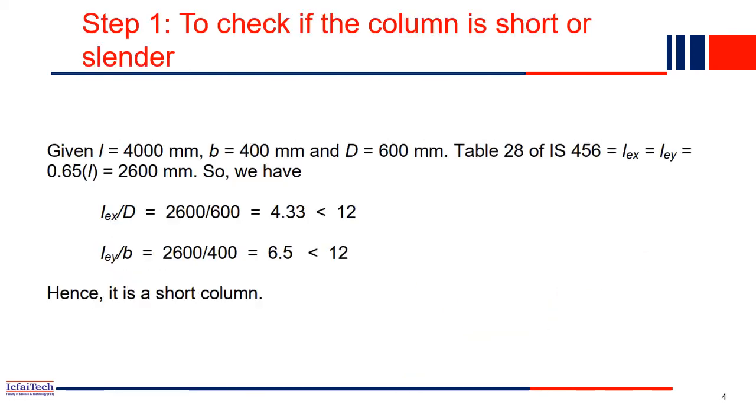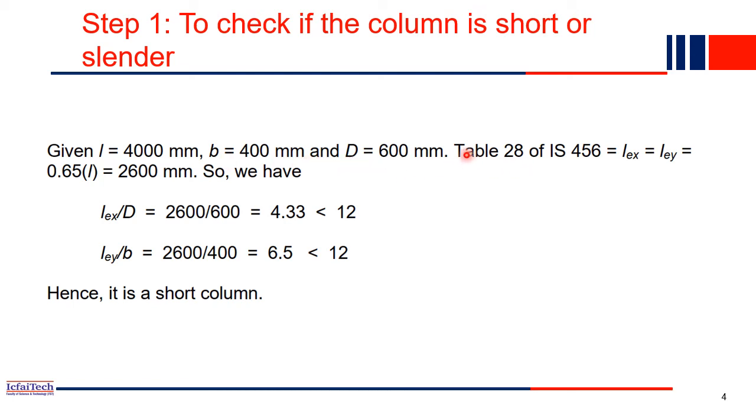So let's get started. What is the first step? Step one is to check whether this column is a short column or a long column, because the formula we have derived is only for the short column. If it is a long column, then the formula we have derived is not applicable here. Given L is 4000, the unsupported length. B is given as 400, and D is given as 600.